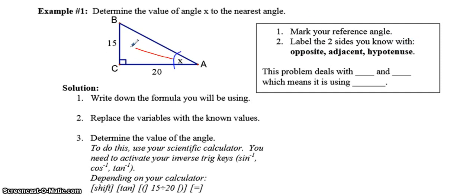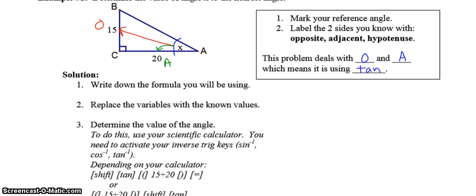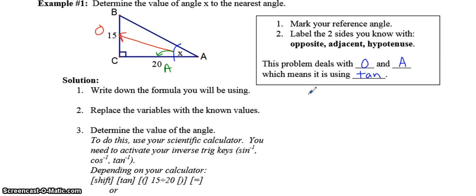So this side over here is the opposite. This side over here is the adjacent. So since we are dealing with opposite and adjacent, according to SOHCAHTOA, we're going to use the tan formula. So you're going to write down the formula. Tan theta equals opposite over adjacent.